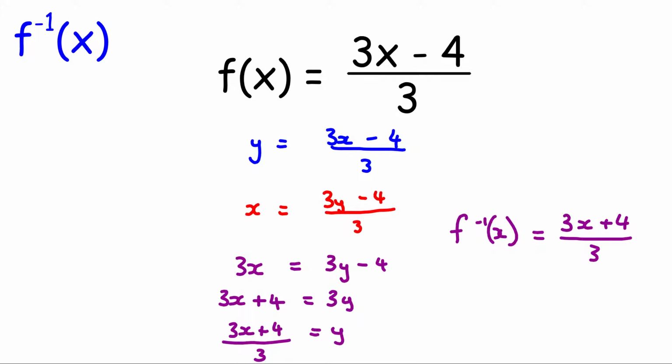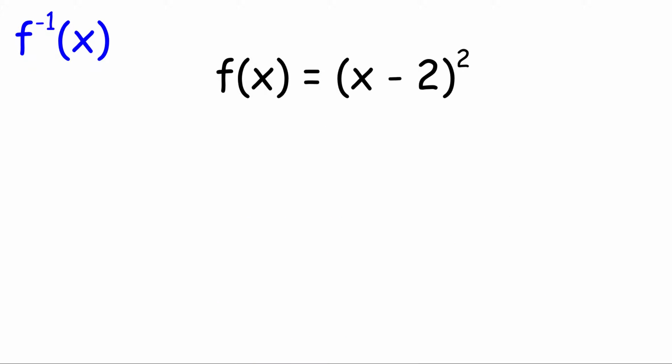Okay, so let's try another one. You may want to pause the video or just work with me on this question. So as I did before in the previous example, instead of writing f of x, I'm going to write y is equal to x subtract 2 with a square. Then I'm going to swap my y on this side with an x, and I will also swap my x on this side with a y.